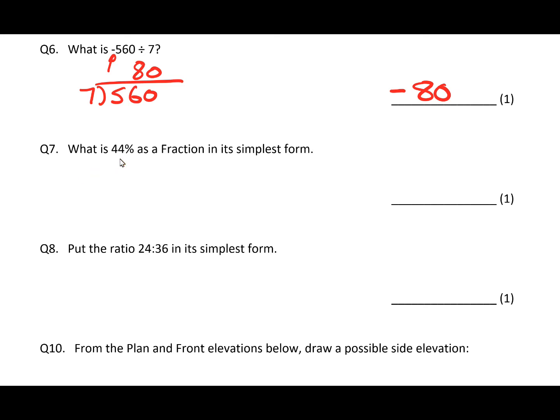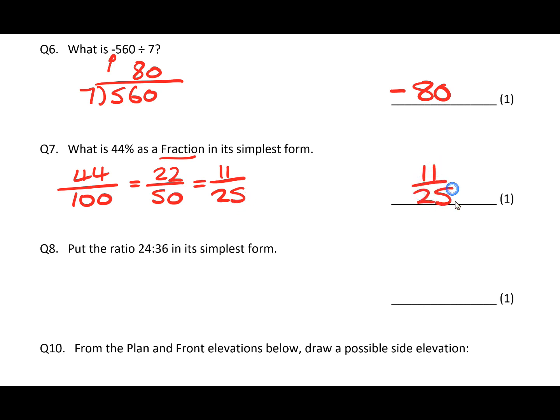Question 7. What is 44% as a fraction in its simplest form? So 44% in maths means 44 over 100. Because they're both even, I know they divide by 2, so it becomes 22 over 50. Again, I can see they're both even, so it becomes 11 over 25. Now, I've got 11 as a prime number. I know it doesn't divide into 25, therefore that's as simple as that fraction will get. So the answer on my answer line is 11 over 25.